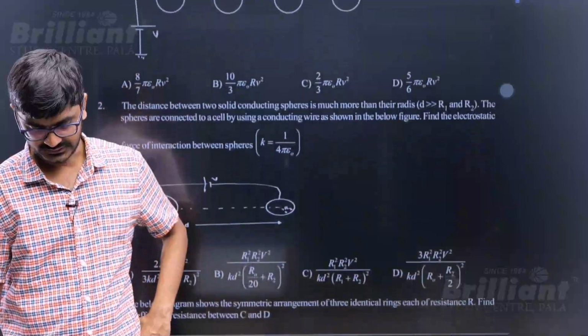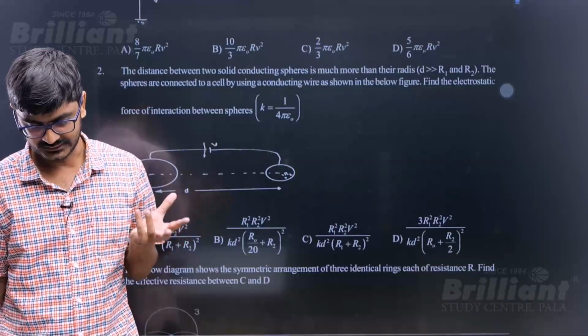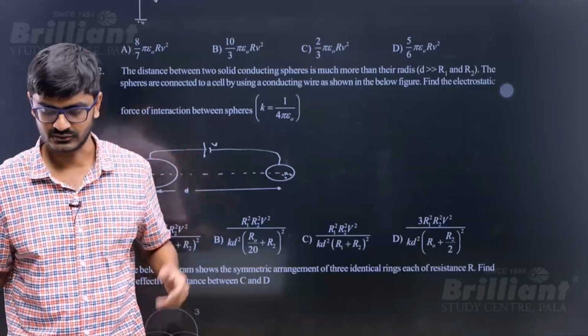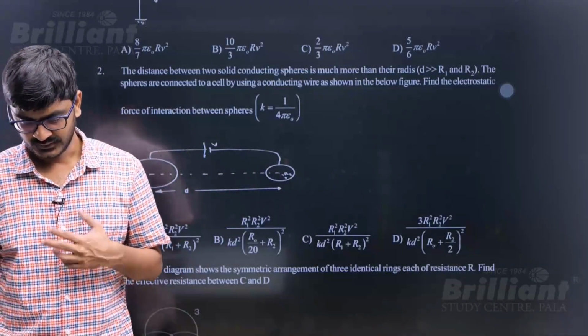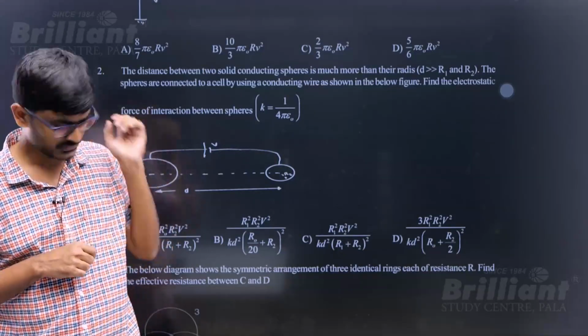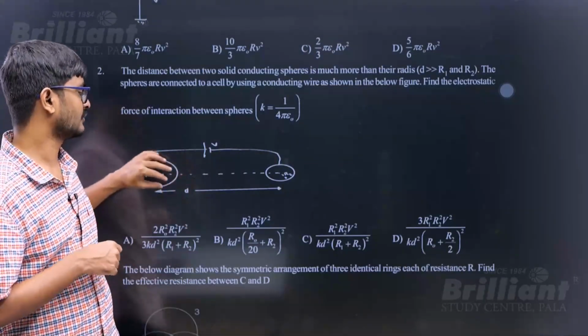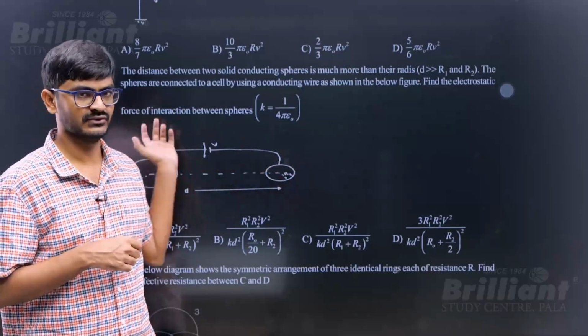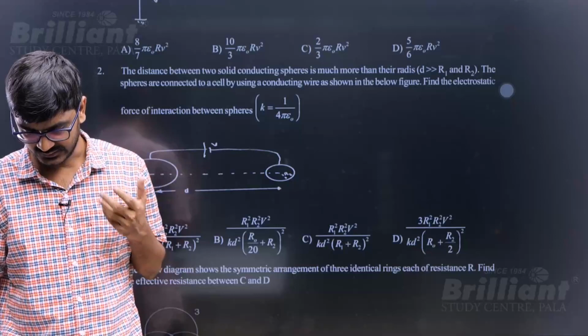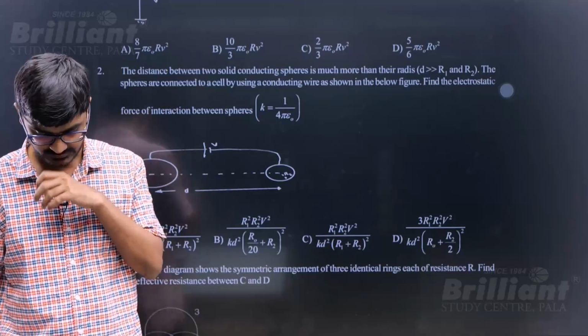The next question is: the distance between two solid conducting spheres is much more than their radii. See, conducting spheres, whether they are solid or hollow, whatever charge you give, it will come onto the surface. So basically they are saying that when you calculate the potential of this one, don't bother about the influence of the other. That's the thing. The spheres are connected by a cell using conducting wire as shown in the figure. Find the electrostatic force of interaction between spheres.